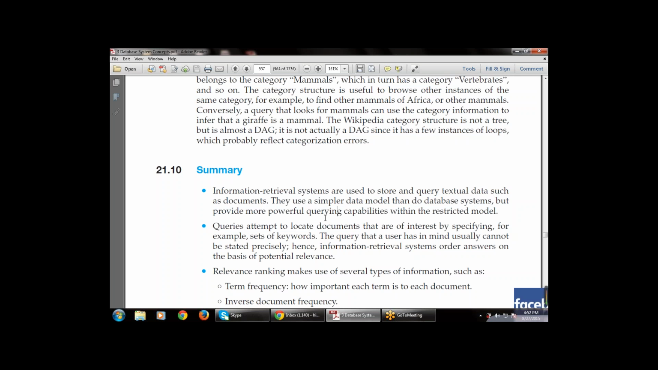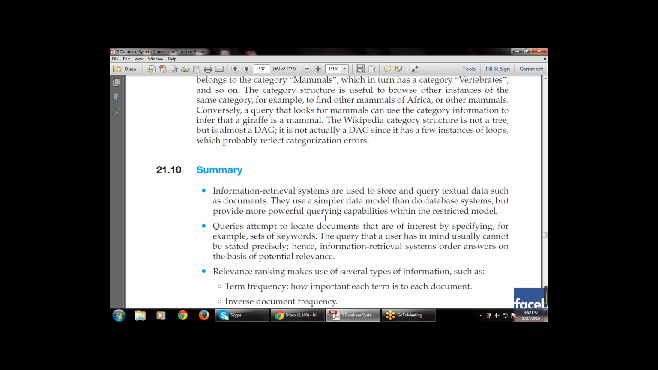The second point is that queries attempt to locate documents that are of interest by specifying, for example, a set of keywords. The query that a user has in mind usually cannot be stated precisely, hence information retrieval systems order answers on the basis of potential relevance.